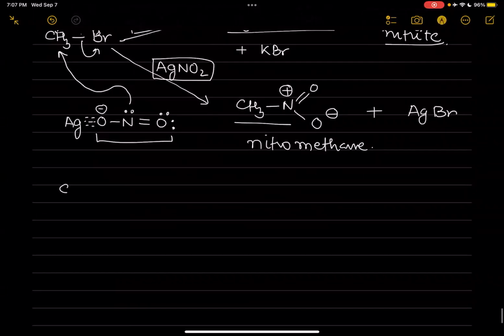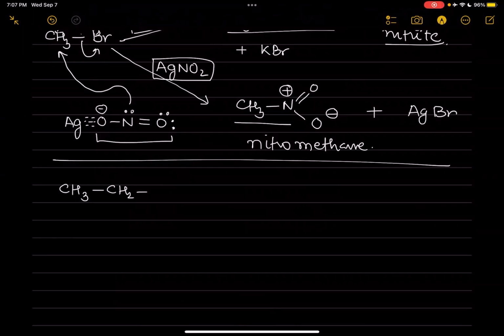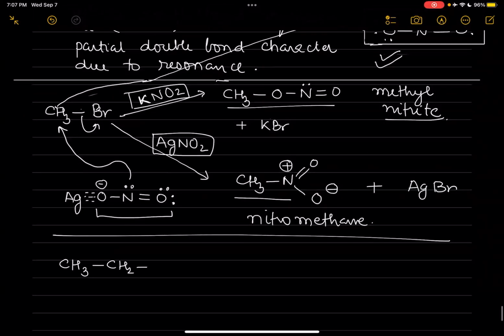Thank you. Ryan, Anushka, Zen, understood? Yes, sir. So this is also an example of an ambident ligand or nucleophile, ambident nucleophile, right?